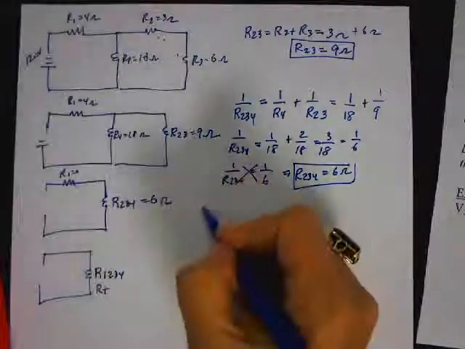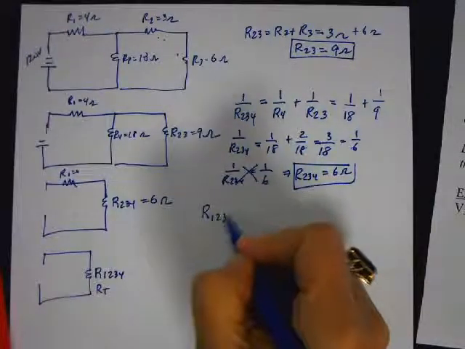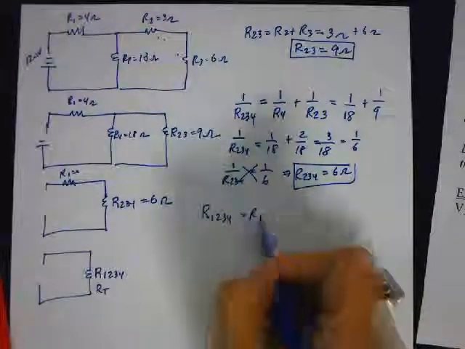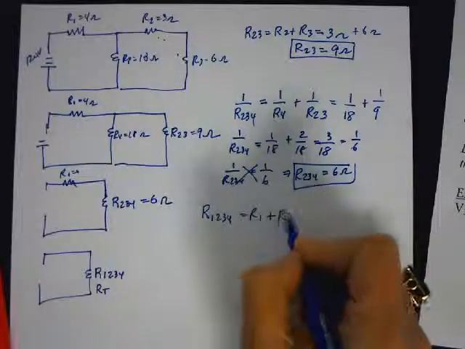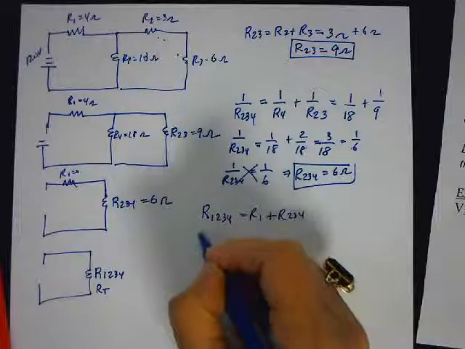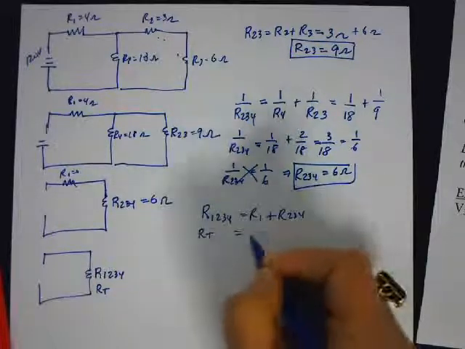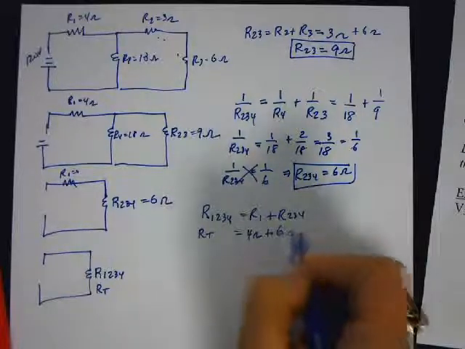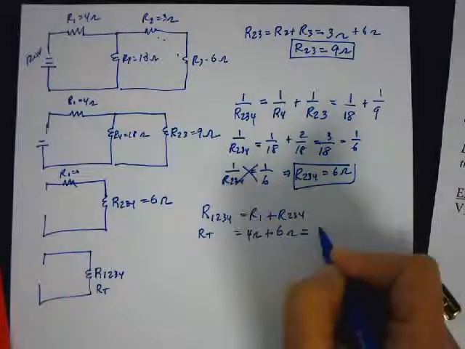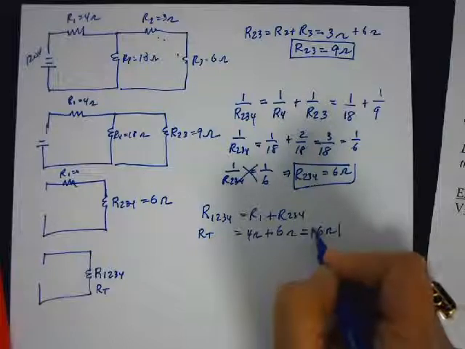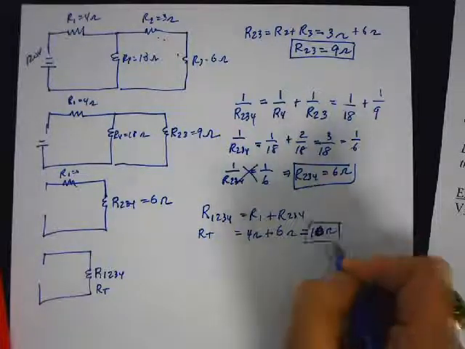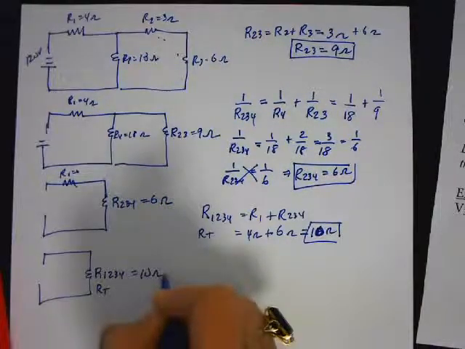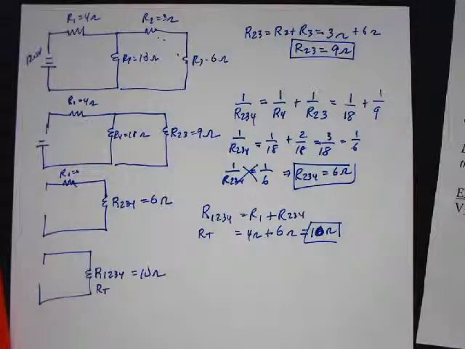How do I find this? So R1234, I add them, is R1 plus R234. So I'll just call it RT, so that's equal to, this one was 4 ohms plus 6 ohms, and 4 plus 6 is equal to 10. So the equivalent resistor is RT.